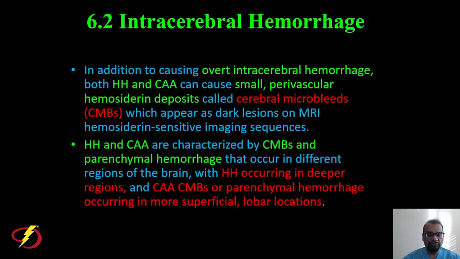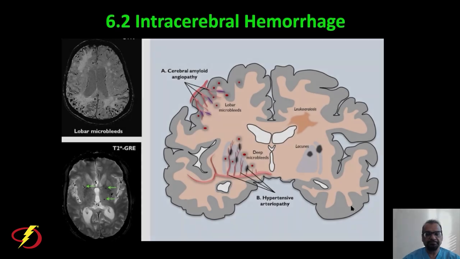The key, though, to distinguish these two is that hypertensive hemorrhage typically occurs in deeper regions of the brain, whereas in cerebral amyloid angiopathy, the cerebral microbleeds or parenchymal hemorrhage tend to occur in more superficial lobar locations. So again, in hypertensive hemorrhage, the cerebral microbleeds and gross bleeds that accompany them tend to occur in deeper areas of the brain, whereas in cerebral amyloid angiopathy, the cerebral microbleeds and parenchymal hemorrhage associated with them tend to occur in more superficial lobar locations. We call these superficial bleeds lobar bleeds.